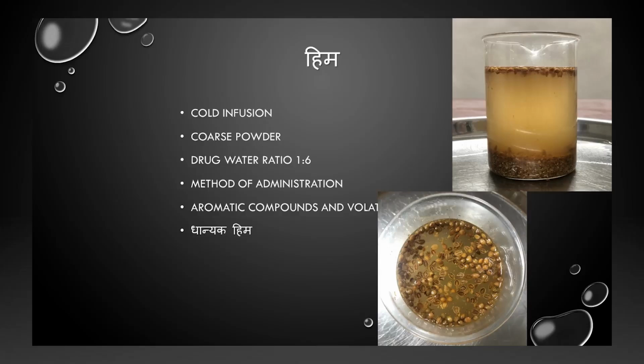The cold infusion method is used for drugs having aromatic compounds and volatile oils. For example, the use of kesar infused water while cooking is the commonest example of Hima preparation. Another example is Dhanyaka Hima or dhania water. Coriander seeds are kept in water overnight and the water is filtered in the morning. The filtered water is taken along with sugar candy or jaggery to overcome the burning sensation and excessive thirst in the summer season.